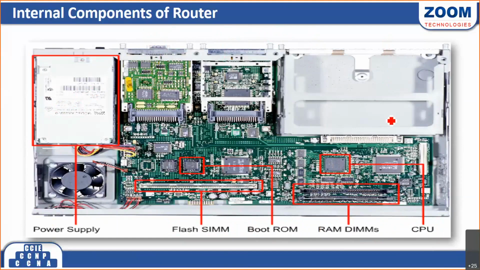So finally, now we have a clear idea about routers: external components, internal components, router types, functions, categories. Clear? Any doubts, guys? What will be the size of the flash? That we'll see. It depends on the router model number, the flash size, RAM size, NVRAM size. I'll show you practically.